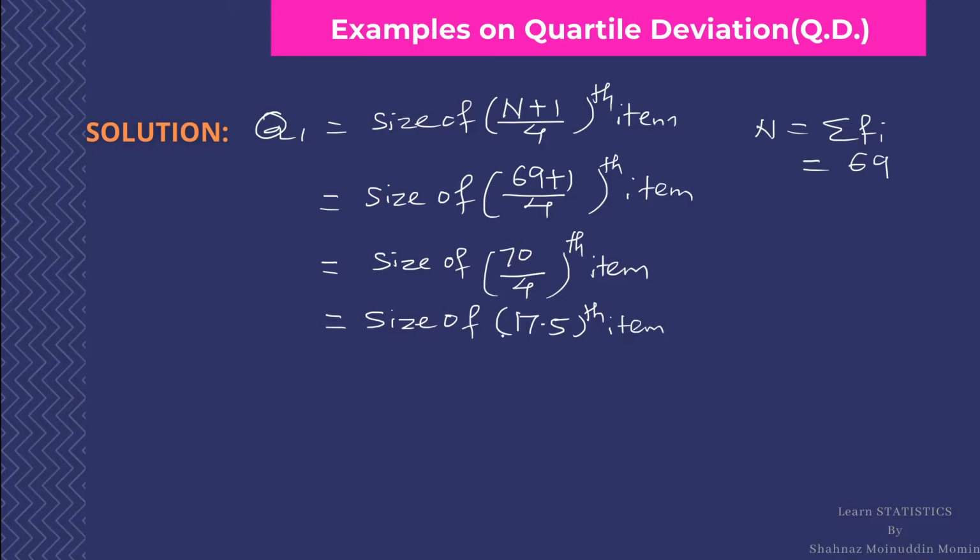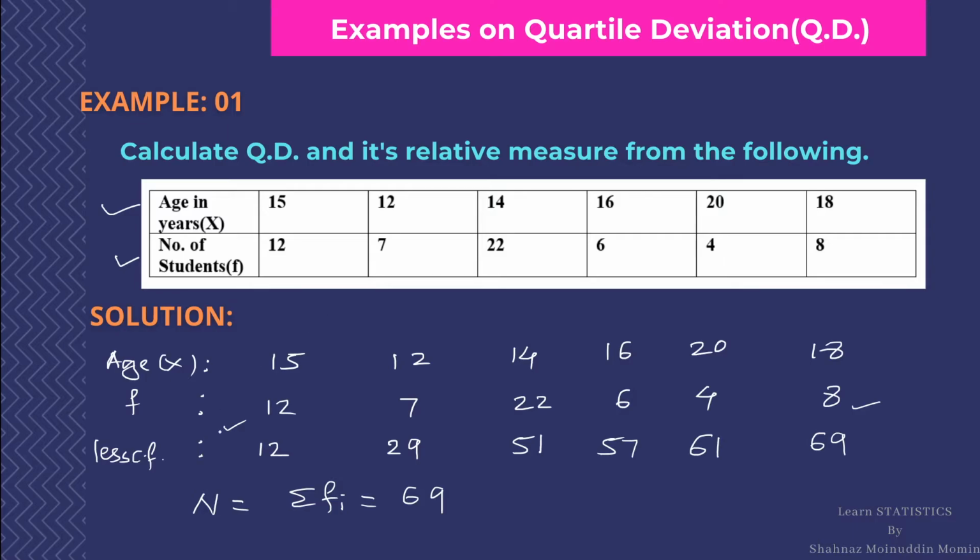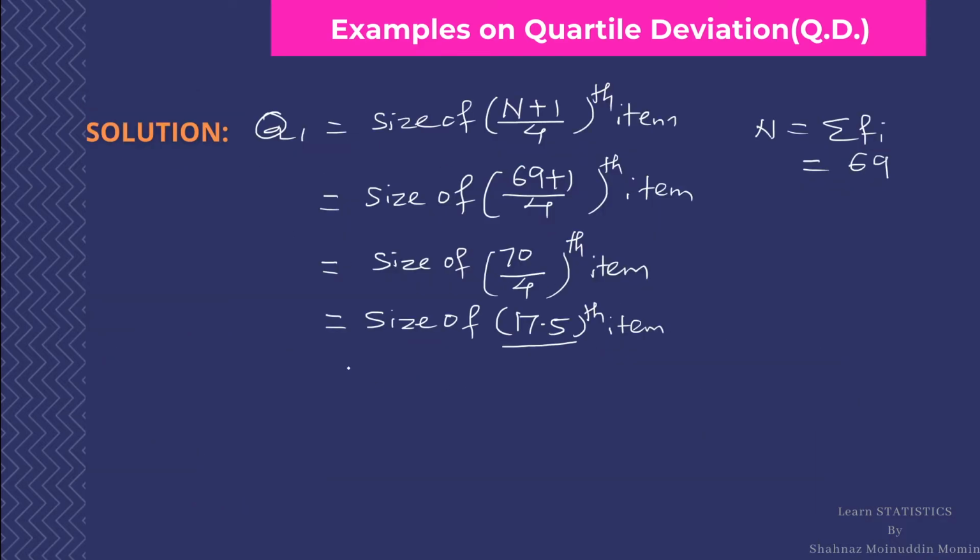After calculating (n plus 1) by 4, search for a cumulative frequency just greater than this 17.5. So let us search in the table. A cumulative frequency just greater than 17.5 is 29. Then its corresponding value of x, that is 12, is the value of the first quartile. So Q1 is equal to 12. This is the first quartile.